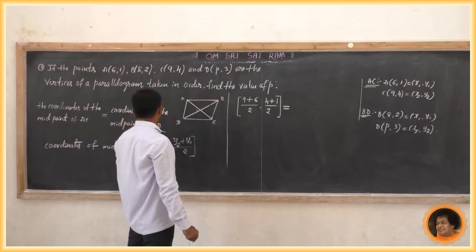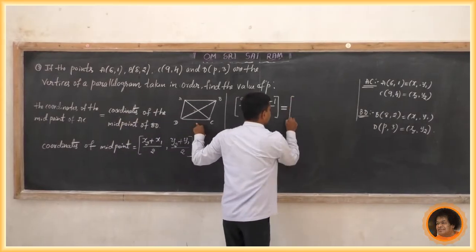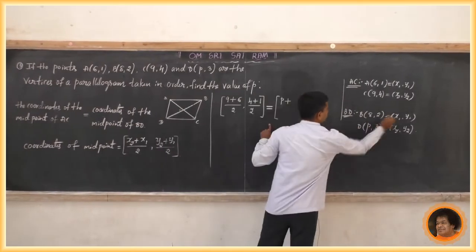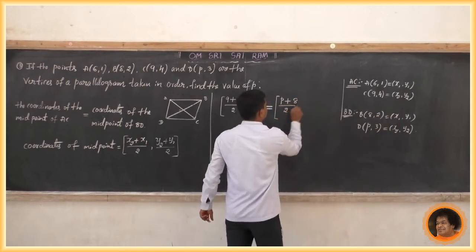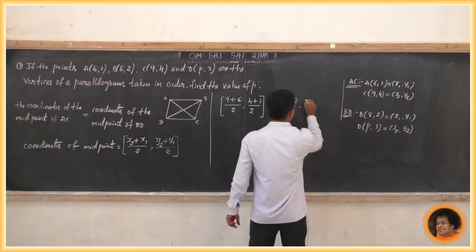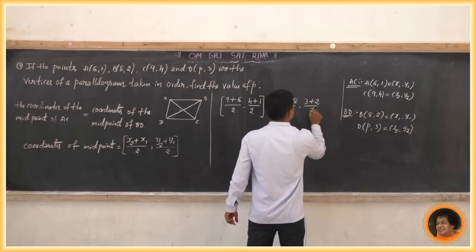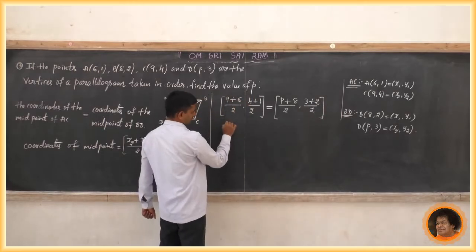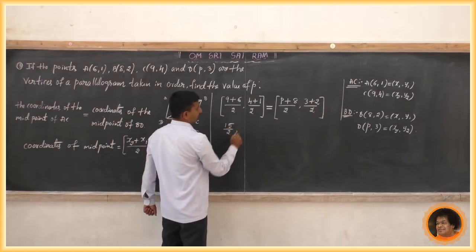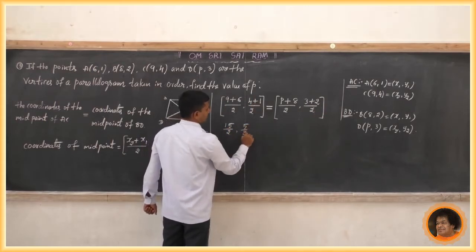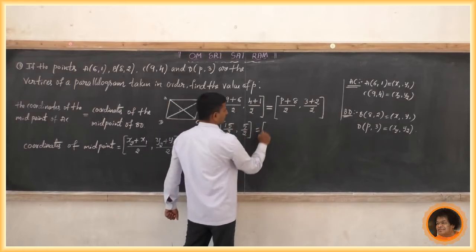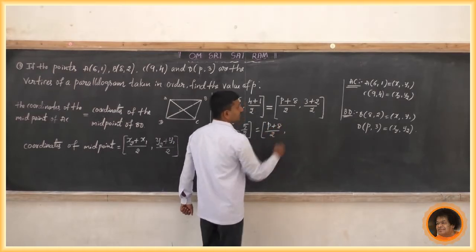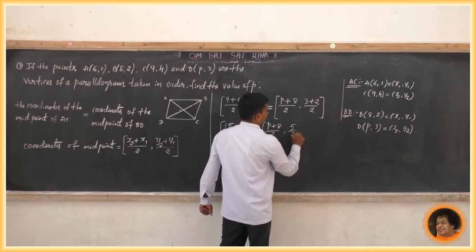Then find the coordinates of the midpoint of BD. Same formula, x2 plus x1. So here the x2 value is P plus x1 is 8 divided by 2, comma, y2 plus y1, 3 plus 2 divided by 2. Now simplify. 9 plus 6 is 15 divided by 2, comma, 4 plus 1, 5 divided by 2, equal to P plus 8 divided by 2, 3 plus 2, 5 divided by 2.